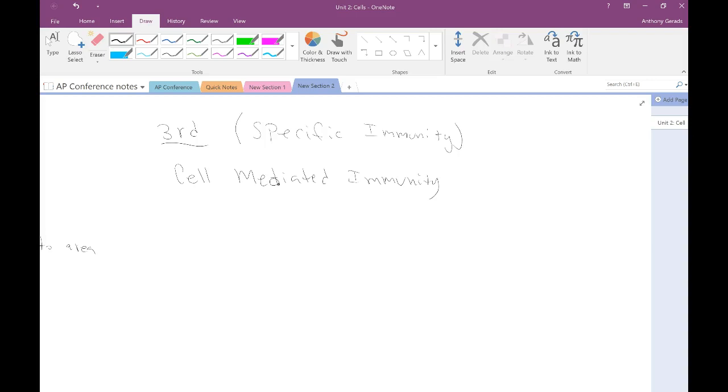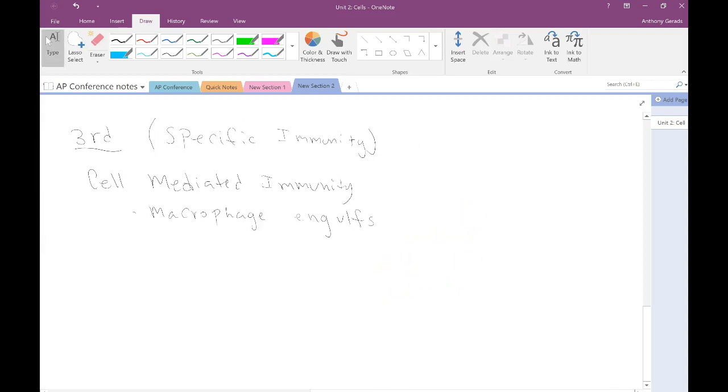And so a lot of times the biggest one is the macrophage. I don't know how to spell this word. Engulfs. There's only one F? All right. Macrophage is going to engulf this foreign particle. We had a name for this foreign particle. Antigens. It's going to engulf an antigen.